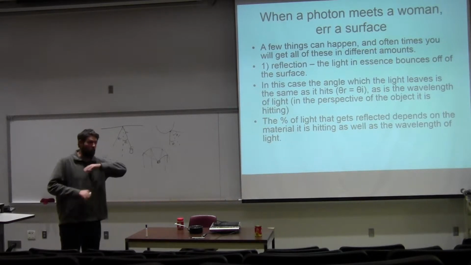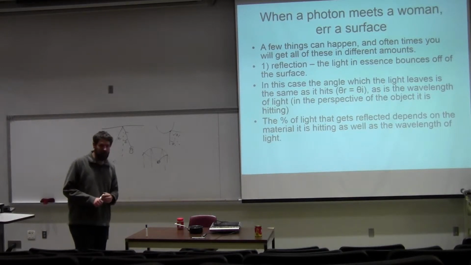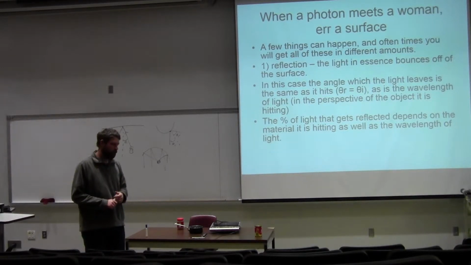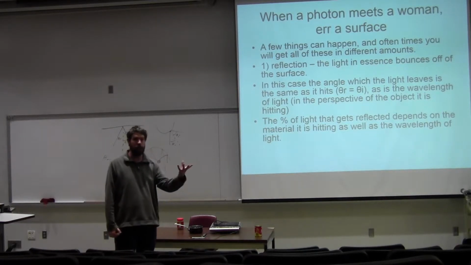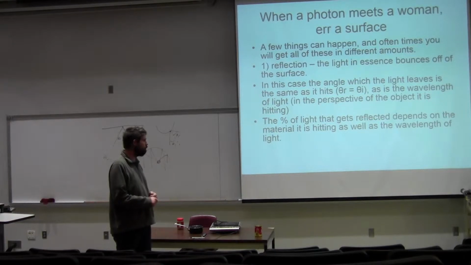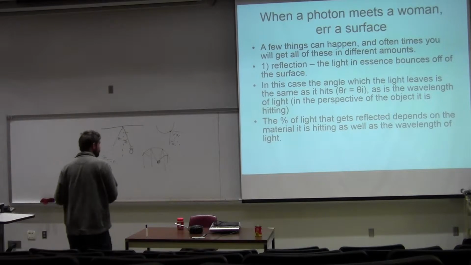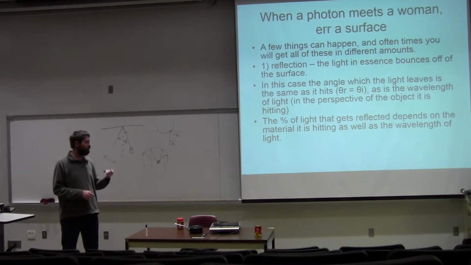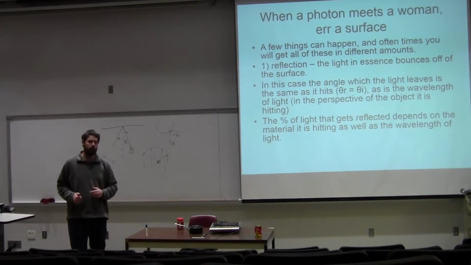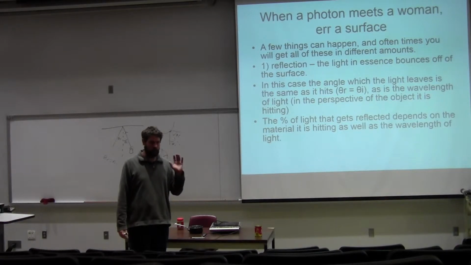Most objects won't reflect all of the light. It'll reflect a percentage of the light. That percentage is called the albedo of the object. For example, ice has an albedo of 0.9, so it reflects 90% of light, whereas ocean water only reflects 30%. But this percentage depends upon the material as well as the wavelength of light. Aluminum, for example, in the optical reflects most of the light. In the infrared, it absorbs most light.